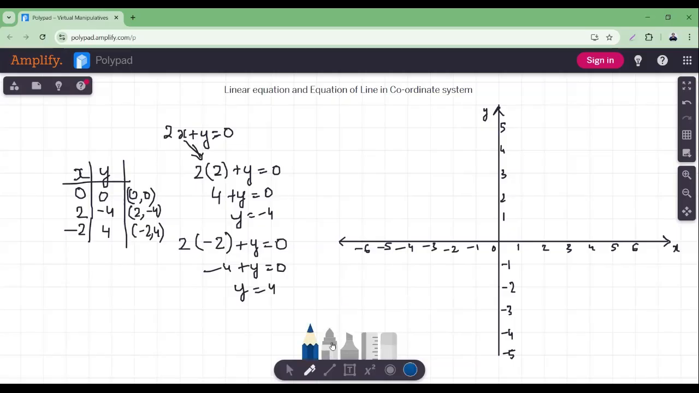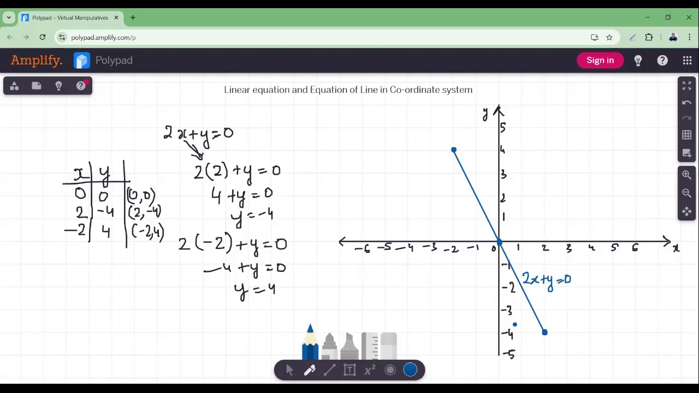So my point 0, comma 0 comes here. 2, comma minus 4 comes here. Minus 2, comma 4 comes here. I have 3 points with me, and I'm going to join all of them and draw a line. Wow. The equation of this line is 2x plus y is equal to 0.